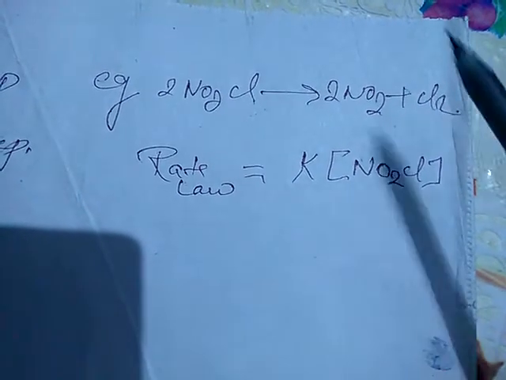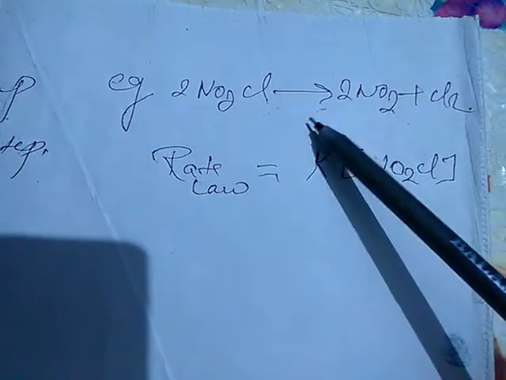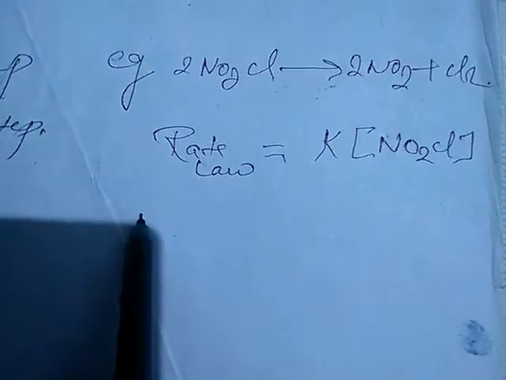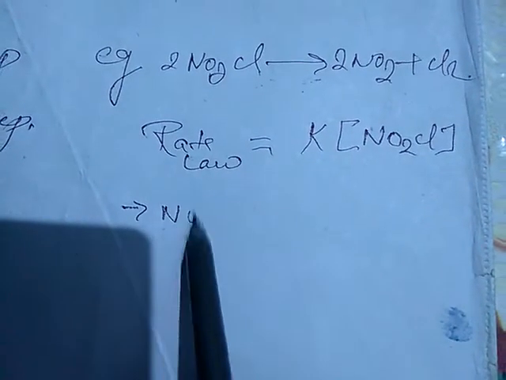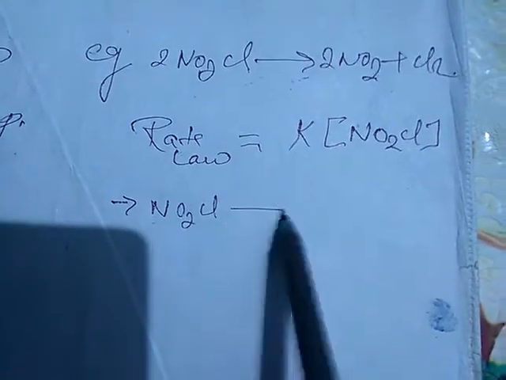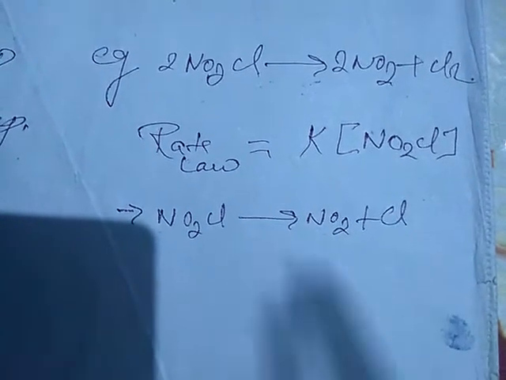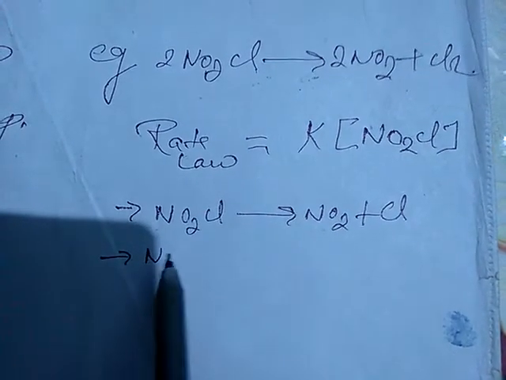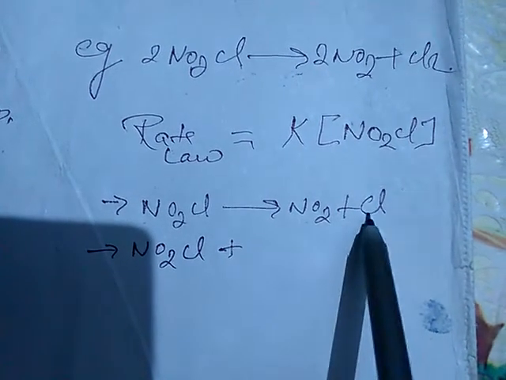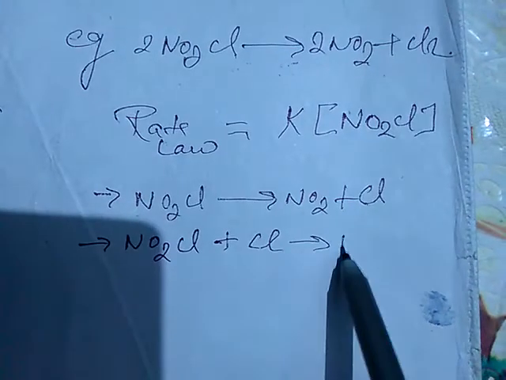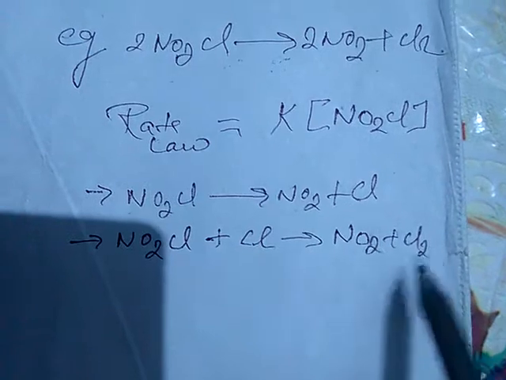Now, since it is a complex reaction, it has simple steps, and those simple steps are the mechanism of this reaction. So what are those steps? The first step is NO2Cl splitting to give NO2 plus Cl, chlorine. After this step, the remaining NO2Cl combines with this chlorine and gives again NO2 plus Cl2. This Cl goes with the Cl and forms Cl2.